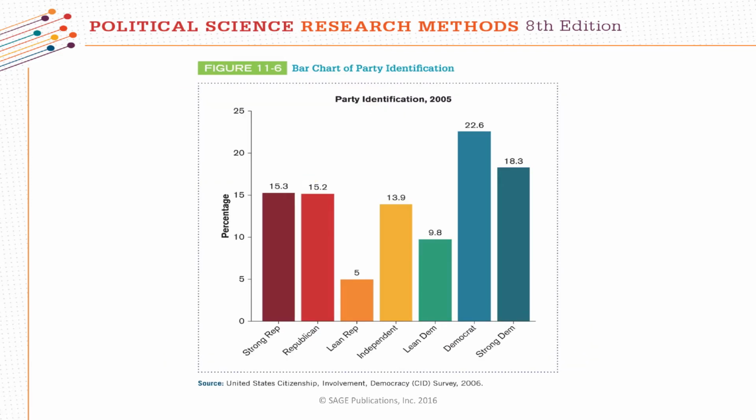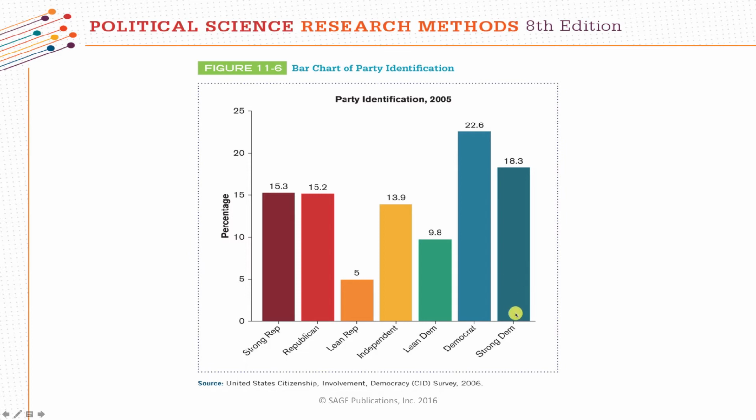Now here's a bar chart, or a histogram bar chart, of party ID in 2005, and this is from the United States Citizenship Involvement Democracy Survey. And this shows you the distribution of American party ID from strong Republican to strong Democrat. And so again, this is one of those that may have a rectangular distribution, because this is a categorical variable and a nominal variable. And so, because each of these are sort of named categories, there's no distribution here per se.